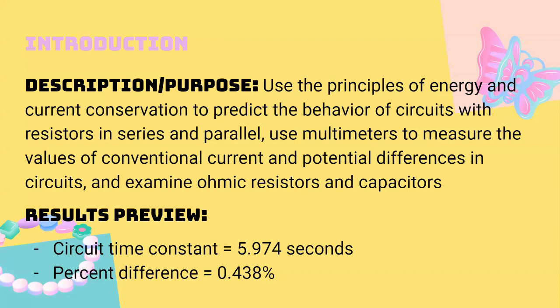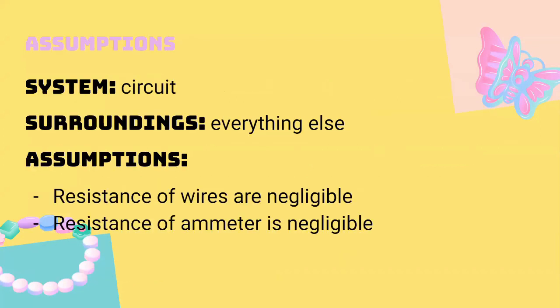So our results preview for the circuit time constant, I got 5.974 seconds, and the system is the circuit and the surroundings are everything else. We are also assuming that the resistance of the wires is negligible, the resistance of the ammeter is negligible, and the resistance of the battery is negligible.